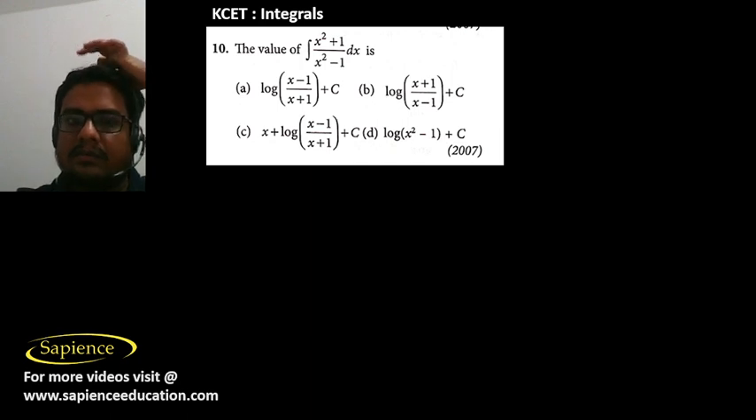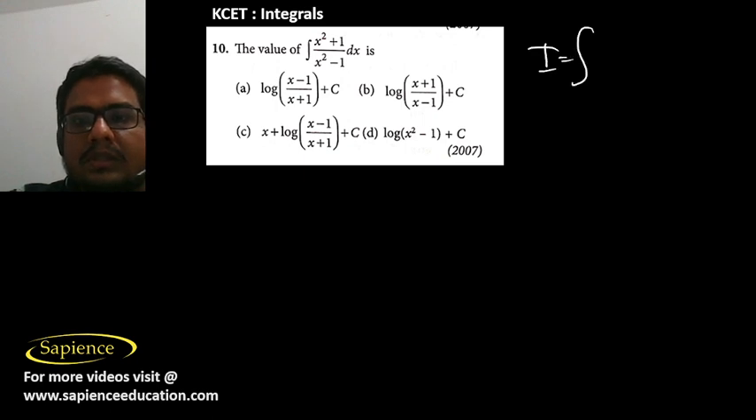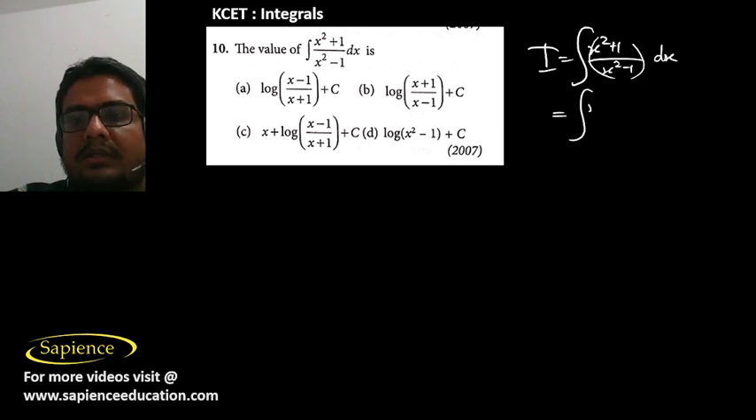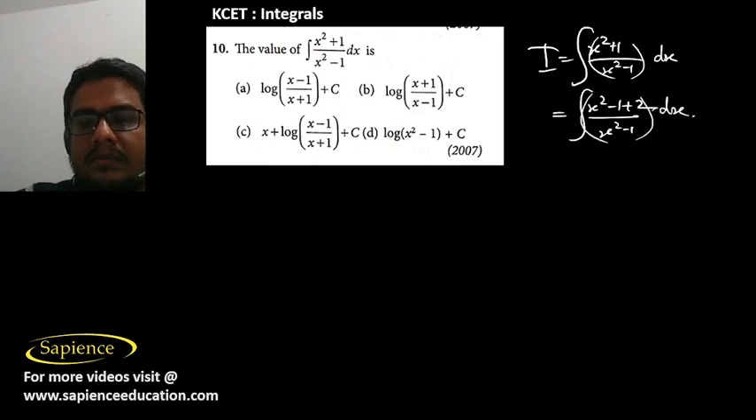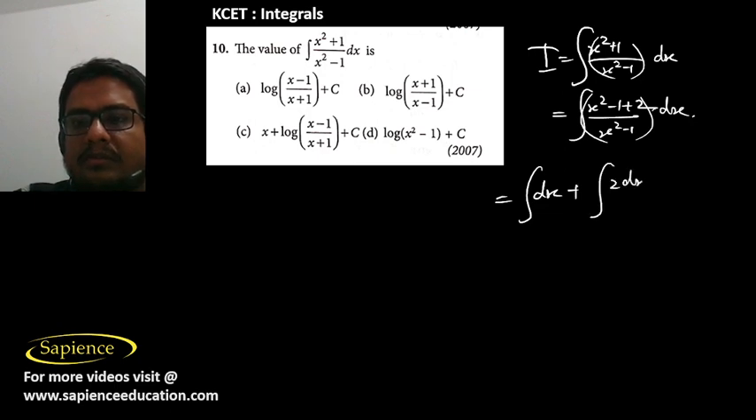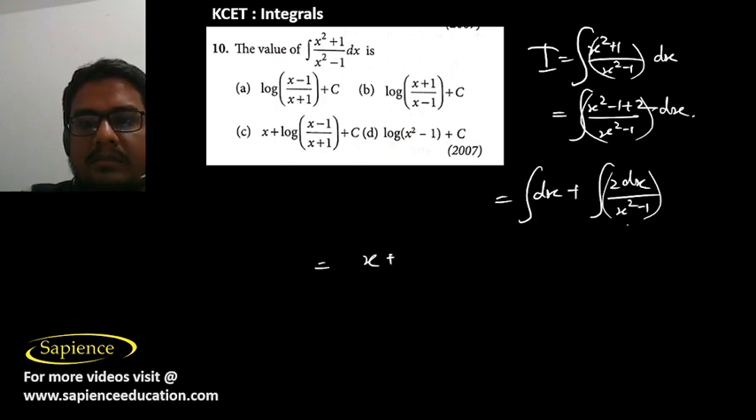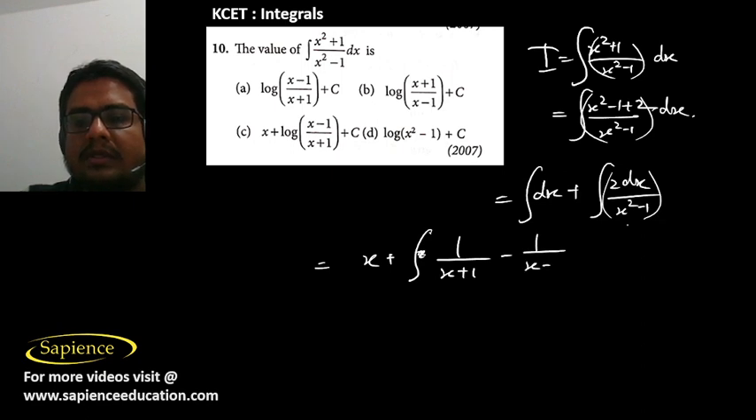Then we have to find the value of this expression. This integral is written as integral x square plus 1 by x square minus 1 into dx. So this can be written as integral x square minus 1 plus 2 by x square minus 1 into dx. So this can be written as integral dx plus integral 2 dx by x square minus 1. So this is x plus, this I can write as 1 by x minus 1 minus 1 by x plus 1, into dx.